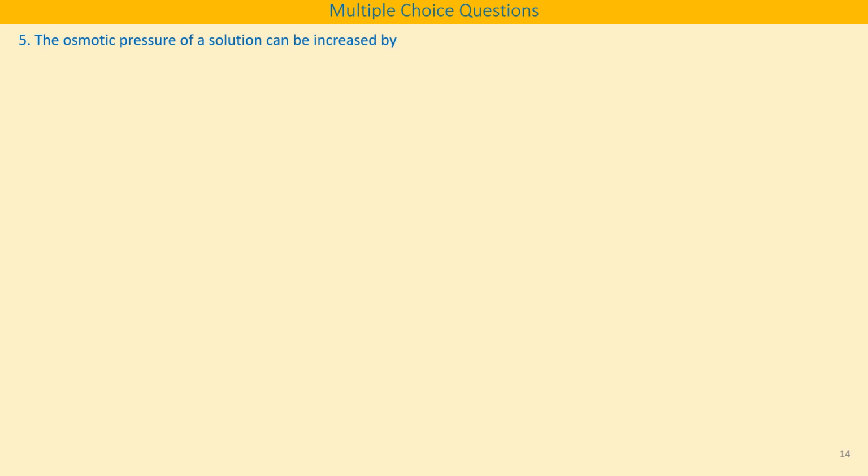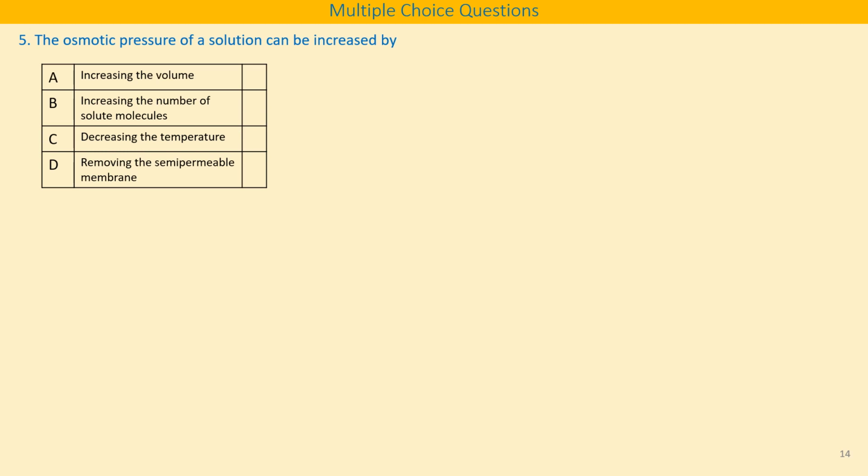Osmotic pressure of a solution can be increased by, four options are given. Option A, increasing the volume. Option B, increasing the number of solute molecules. Option C, decreasing the temperature. Option D, removing the semi-permeable membrane.